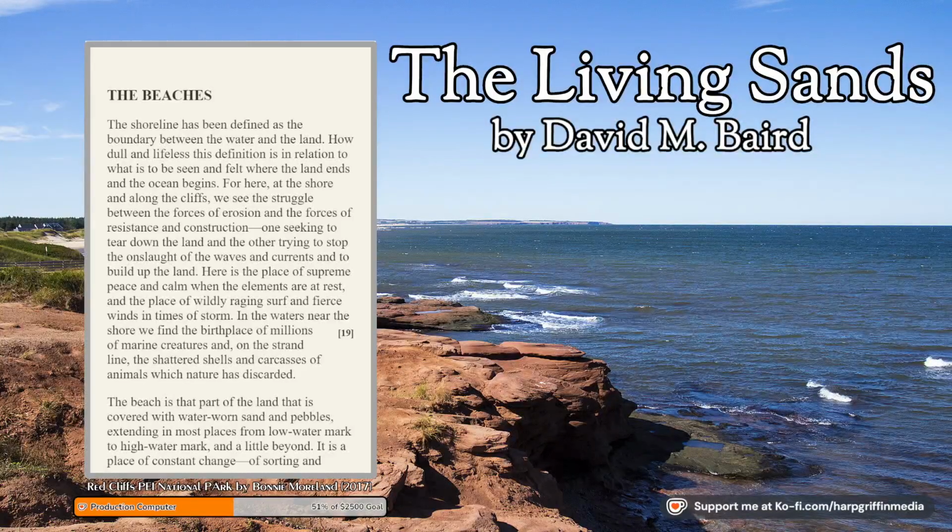The beach is that part of the land that is covered with water-worn sand and pebbles, extending in most places from low water mark to high water mark, and a little beyond.